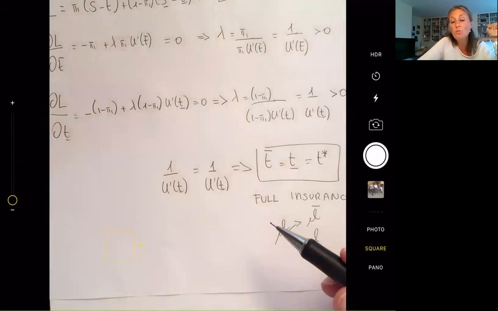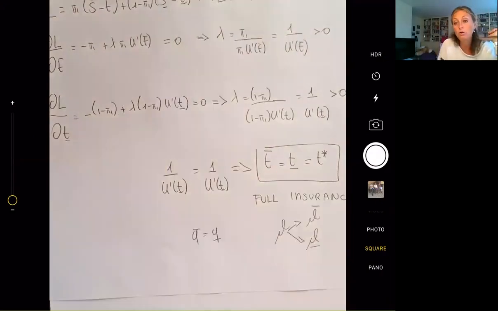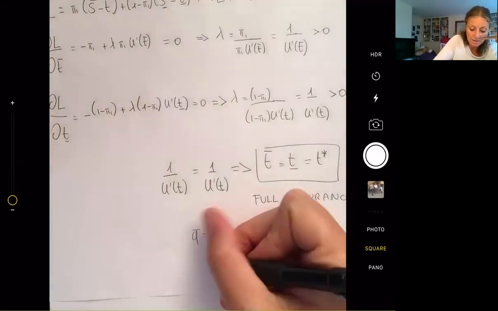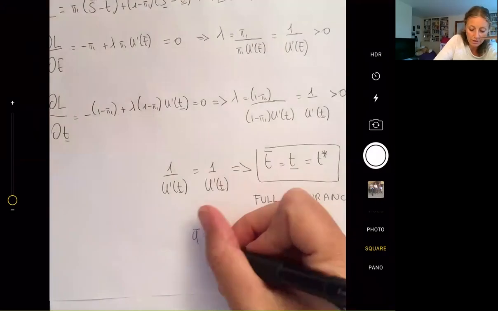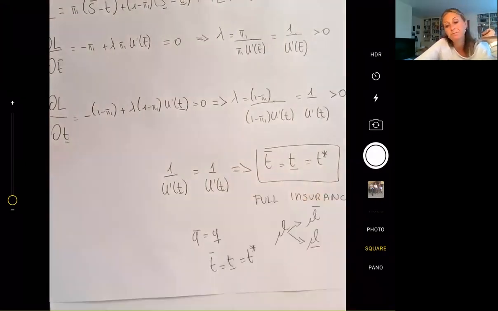So the situation where whatever outcome you will get, Q upper bar or Q lower bar, you're going to obtain the same T. T upper bar equal to T lower bar equal to T star. And we call this the full insurance case. In this case, everyone knows everything. Why do we call it insurance? Insurance against what? Insurance against the bad luck.